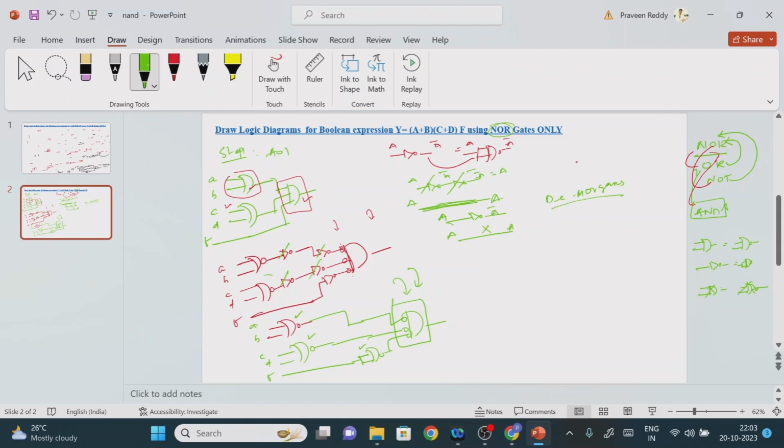What is De Morgan's theorem? We have two theorems, right? A plus B whole bar, A into B whole bar. If I take A plus B whole bar, it is equal to A bar into B bar. So A plus B whole bar means something like this, right? A bar B bar, A complement and B complement, which logic gate? AND gate.